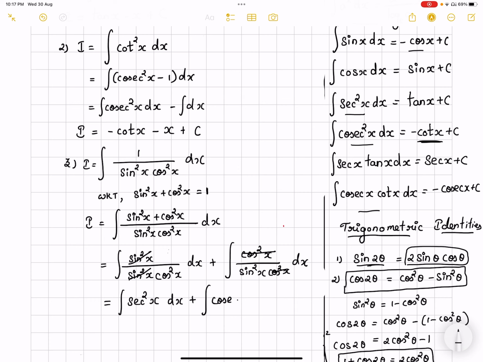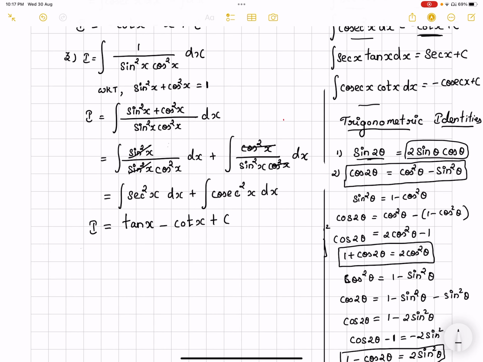Cosecant square x dx. Now we have an integration formula for these two. Integration of secant square x is nothing but tan x, and then cosecant square integration is minus cot x plus c. That's it. Now let's move on with the next one.